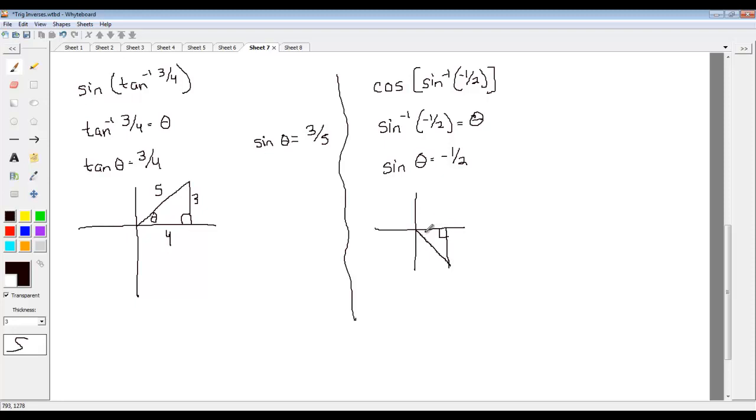So look at theta here. So negative 1/2, we're looking at opposite over hypotenuse for the sine. And so adjacent must be square root of 3. So then you're basically finding the cosine of theta, and that's adjacent over hypotenuse, so square root of 3 over 2.